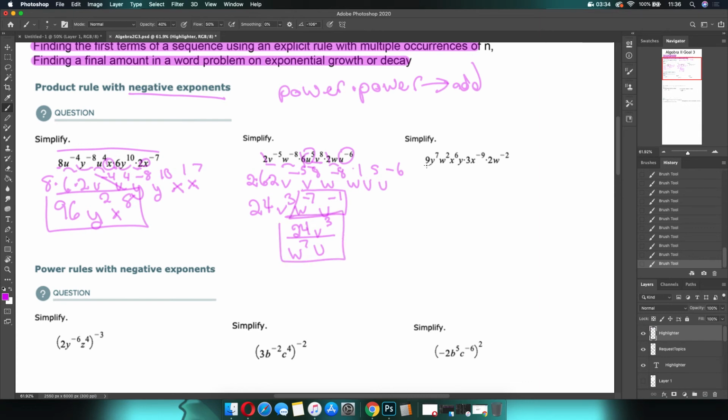Once more, make sure we're comfortable. We have 9, 3, and 2. So 9 times 3 times 2. Y and y, so that's y to the 7 and y. w and w, which is w to the 2 and w to the negative 2. Then it is x and x, so x to the 6 and x to the negative 9. If you're really observant, you'll notice I'm trying to do different shapes so that I keep track of it and don't double count anything by accident. But, you know, some people are lucky and they have highlighters.